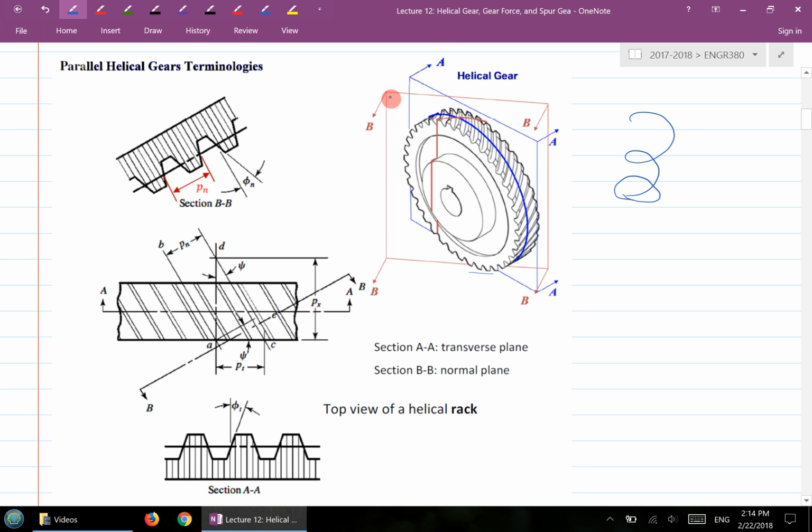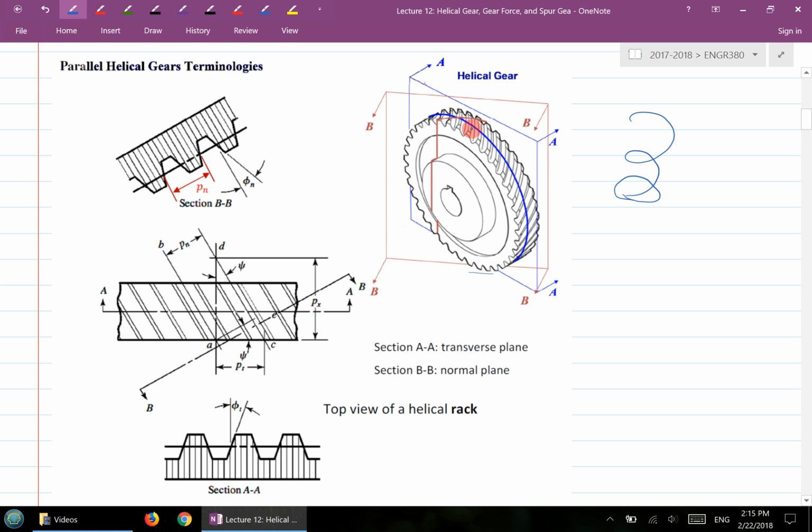Now, if you cut this helical gear with this BB plane, which is the normal plane, normal to this helix, to the helical curve, and you look into this front view of the BB plane, you get not exactly the same spur gear perspective. Can you visualize that? If you look into the AA plane and BB plane, from the point of view, nothing is different. All you see is still basically a spur gear type of structure, right?